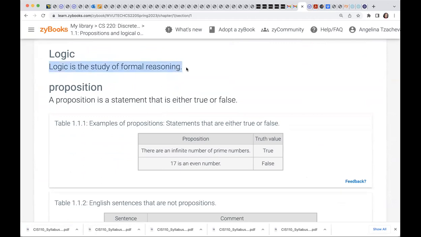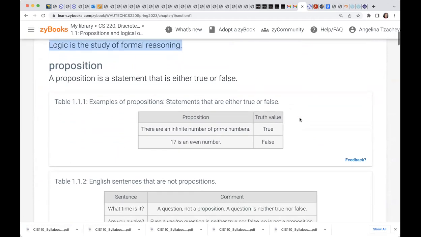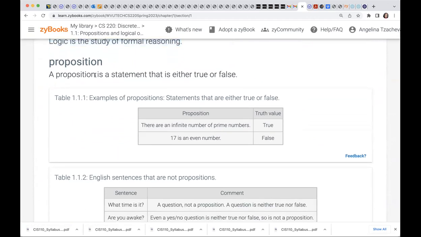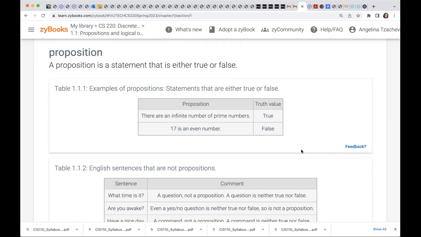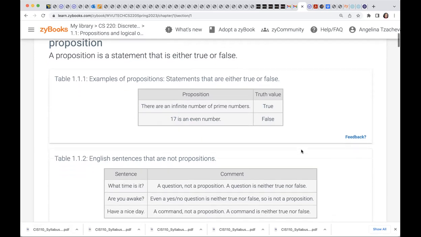So logic is the study of formal reasoning. And what is a proposition? A proposition is a statement that's either true or false. So for example, there are infinite number of prime numbers. That's true. Or 17 is an even number, which is false. So a proposition is something that we would evaluate for whether it is a true or false statement.